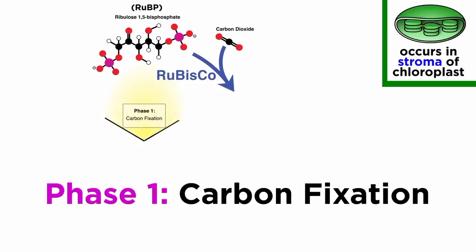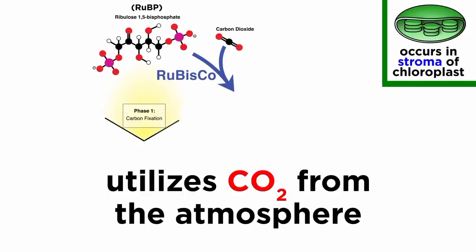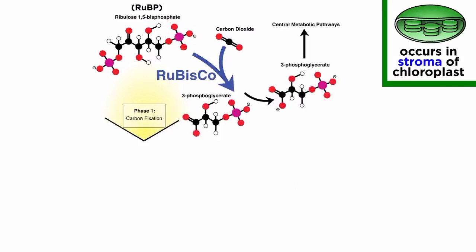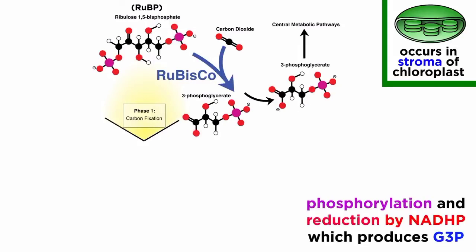Phase 1 is carbon fixation, which is catalyzed by an enzyme called RuBisCO. RuBisCO captures CO2, or carbon dioxide, from the atmosphere and attaches it to a 5-carbon sugar called ribulose bisphosphate. The resulting 6-carbon molecule is unstable and splits into 2 molecules of 3-phosphoglycerate.